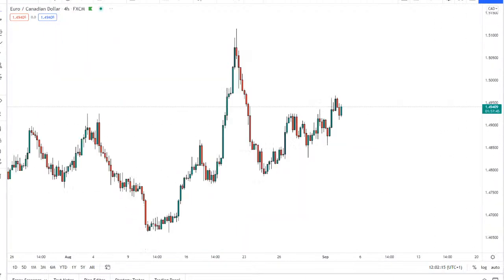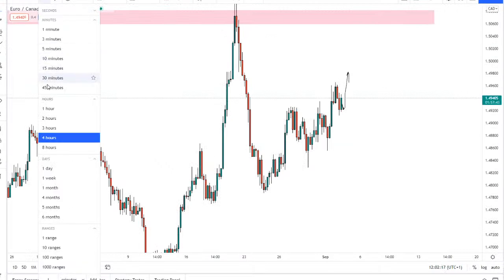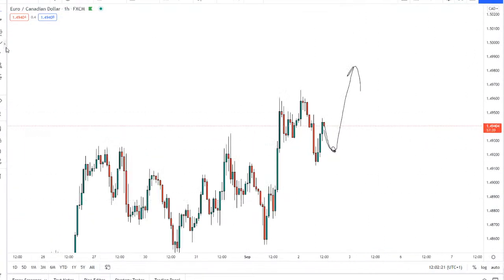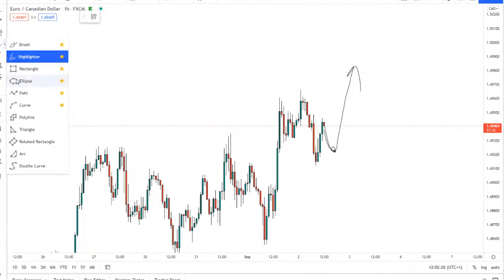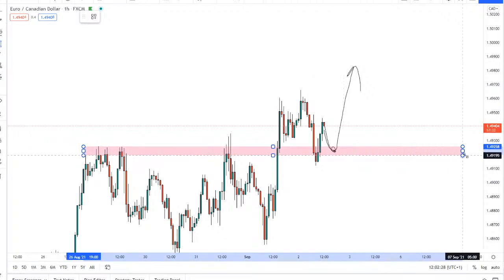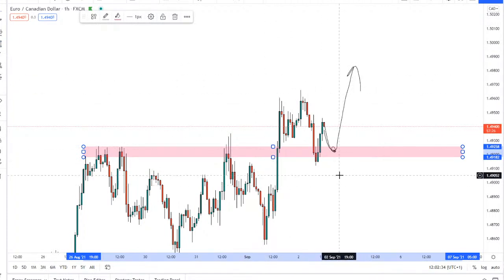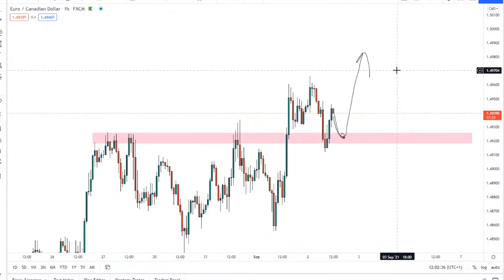I'd probably say EuroCAD is probably the closest to a trade that I can find right now that fits my criteria anyway. And if I get anything on EuroCAD, I'll let you guys know in the Telegram. But as of right now, a lot of the pairs that I normally trade, like Euro USD, Pound JPY, Euro JPY, there's nothing really much forming there. So if I do get anything, guys, I will let you guys know.